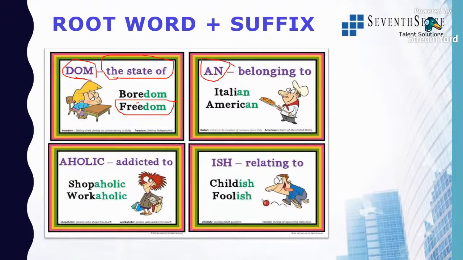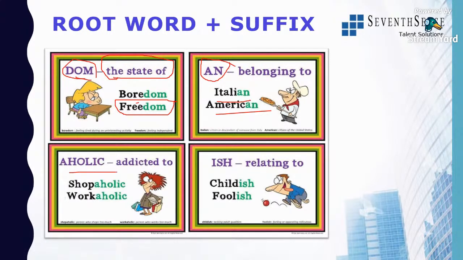An is the suffix which indicates belonging to, related to, related to me, related to self. Italian indicates it is related to Italy, right? Belonging to Italy. American, belonging to America. A person belonging to America is American.